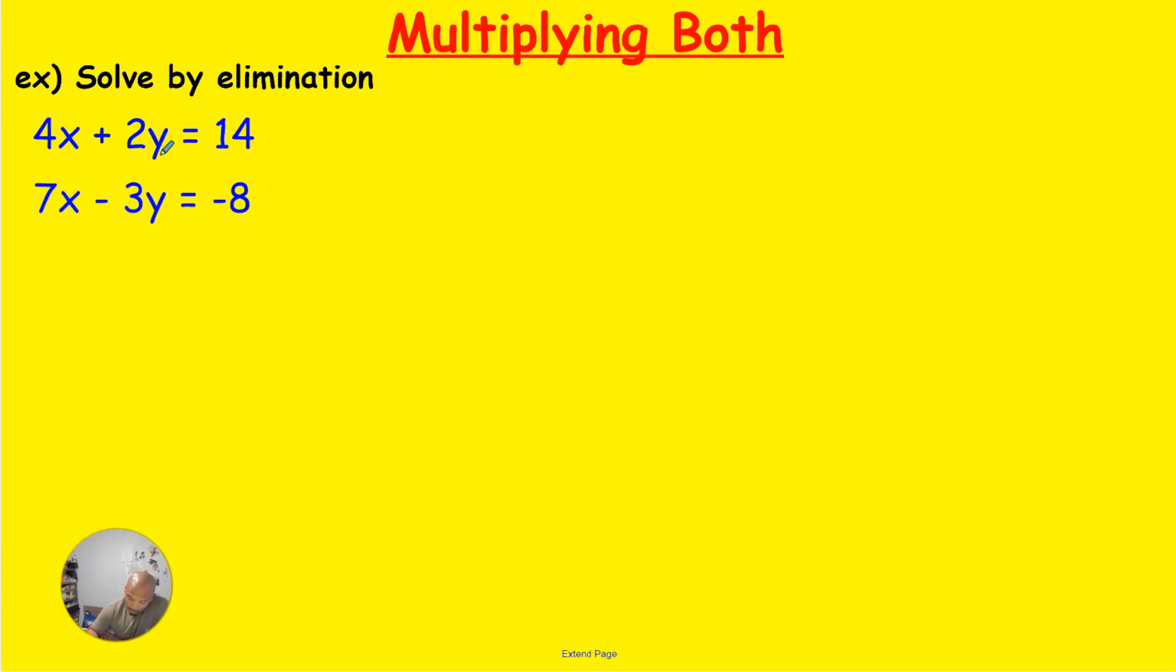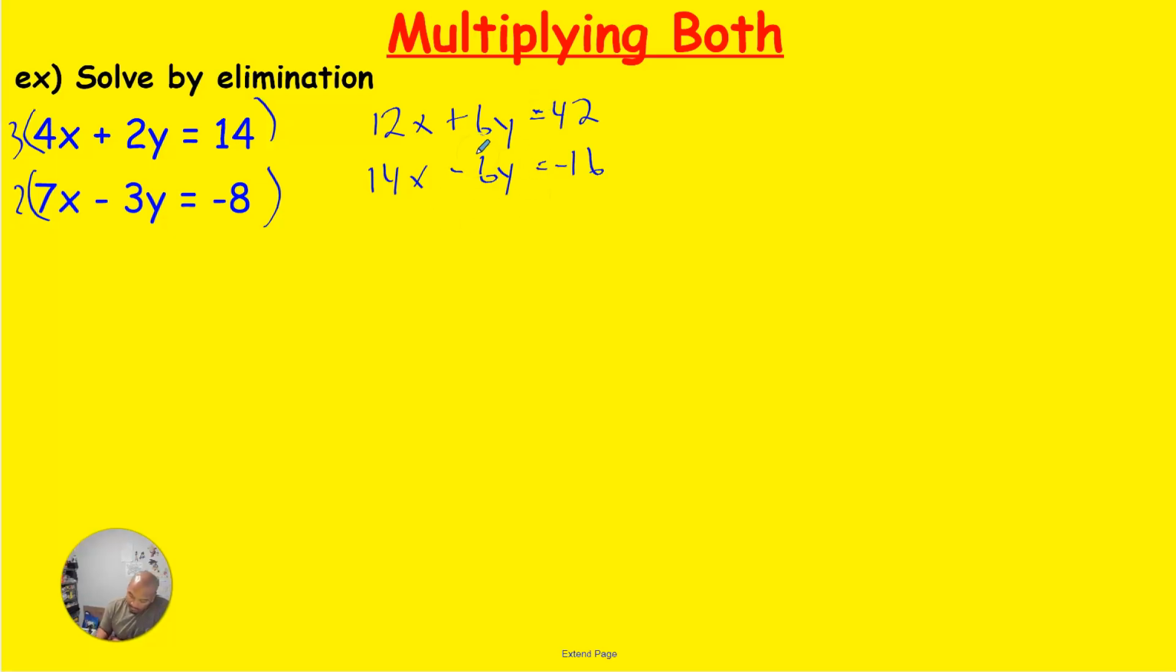I like to work with smaller numbers, so I'm going to look at the 2 and the 3. And I'm like, okay, so if I want to get rid of this y, I'm going to multiply this one by 3, and I'm going to multiply this one by 2. What that does is that it forces these two to become the same exact coefficient that we can add or subtract depending on whether we have both positive or negative numbers. So when we go ahead and do this now, 3 times 4 is 12x, plus 6y is equal to 42. And then over here, we're going to have 14x minus 6y is equal to negative 16.